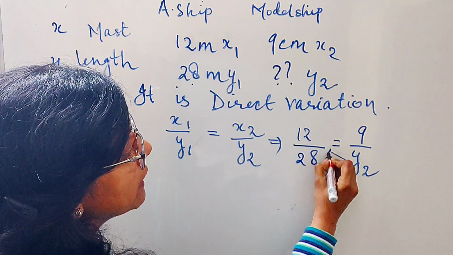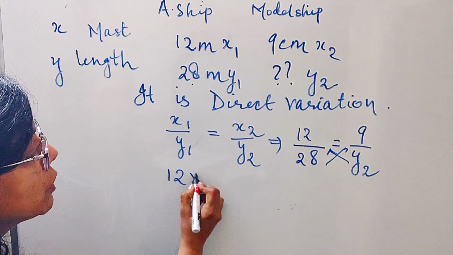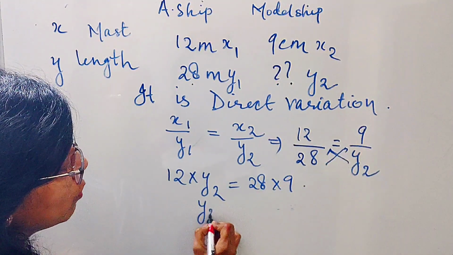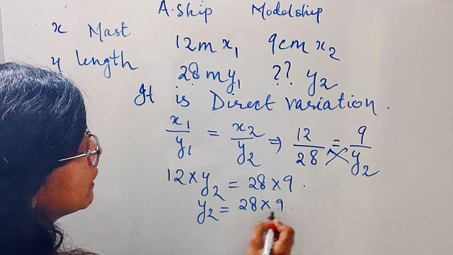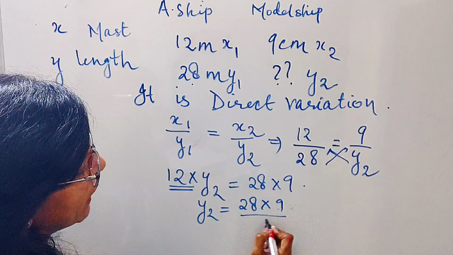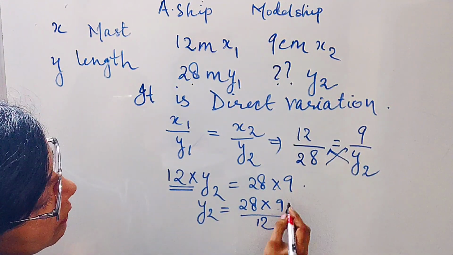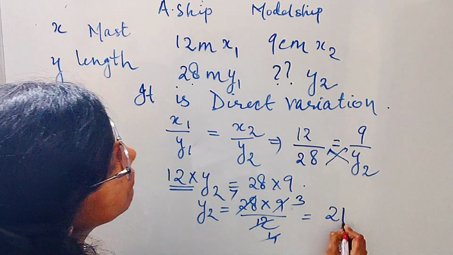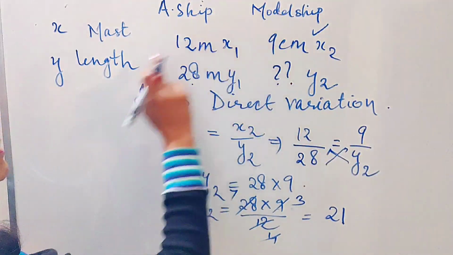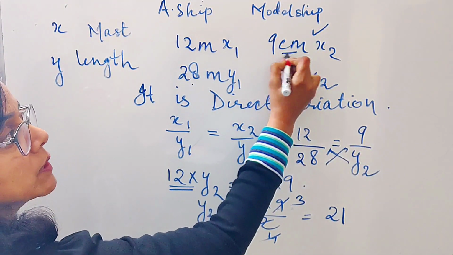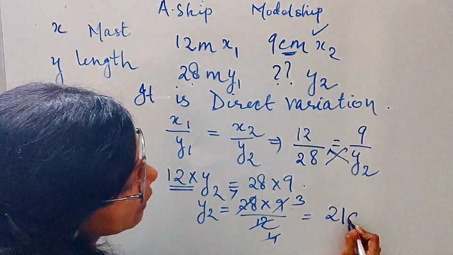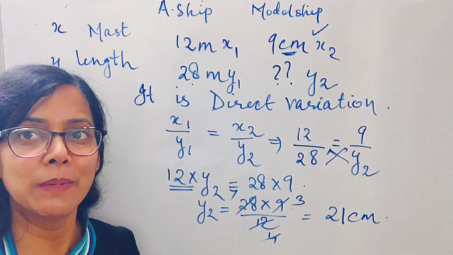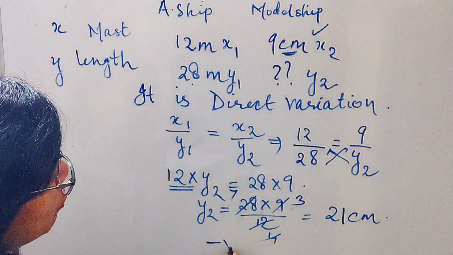Now again cross multiplication, this will become 12 into y2 is equal to 28 into 9. Now find out y2. y2 will be 28 into 9, and we will take this 12 here in the division on the right hand side. Now cut it. 3 3s are 9, 3 4s are 12, 4 7s are 28, and your answer is 21, because we were finding out the length of the model ship and this value was in centimeters. See here, so we will write down centimeter here. Don't write meter here. This will be in centimeter. Is it clear? So we have finished this question also.